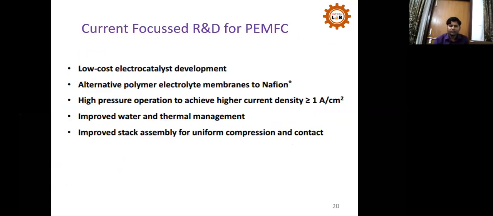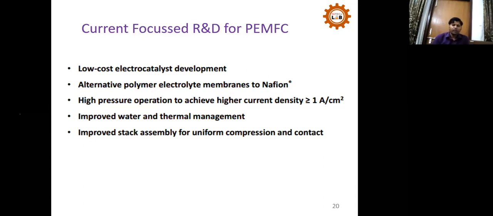Some of the research going on is about how to minimize the cost of the electrocatalyst, how to improve water and thermal management, and how to do the stack assembly, because so many components are there.